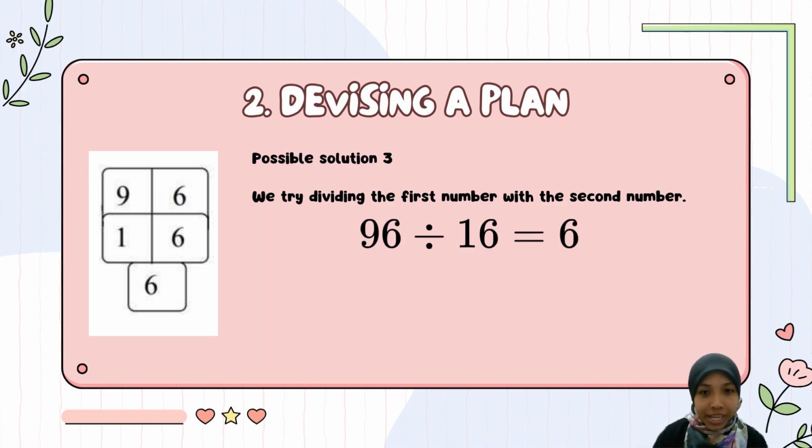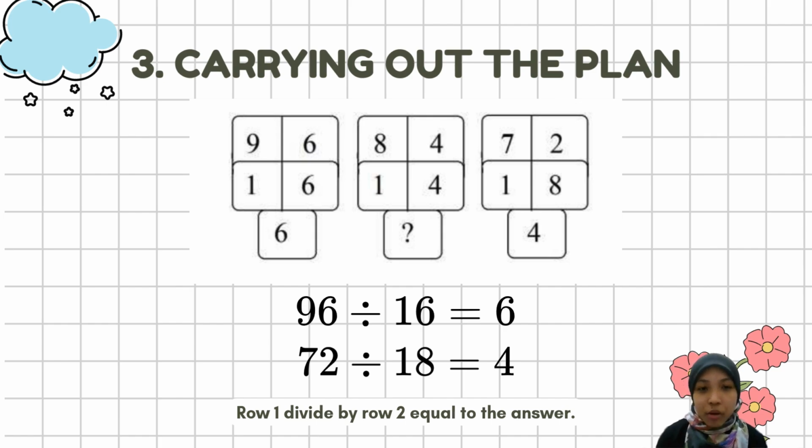So we move to the next step. Now we carry out the plan. 96 divided by 16 is equal to 6. 72 divided by 18 is equal to 4. So we now know the pattern, which is the first number divided by the second number, and then we get the answer at the bottom of the box.